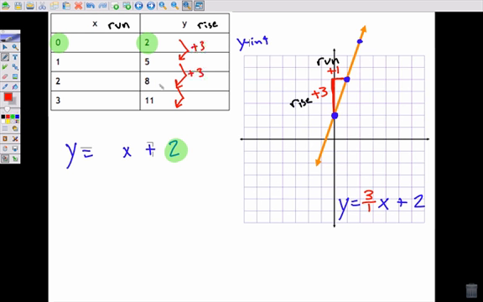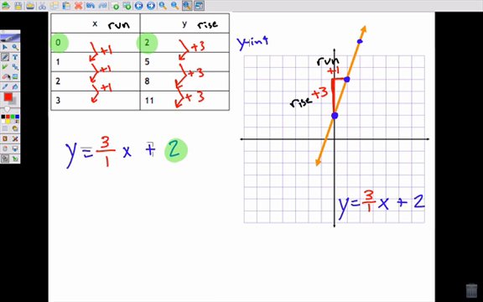5 to 8 is 3, that one's also 3. Okay, so I know one part of my slope already. I already know the rise, which is 3. So rise is 3. Now I need to figure out the run. So I'm going to do the same thing over here in the x column for run. And this is increasing by 1 every time. So our rise was 3, our run is 1, so the slope is 3 over 1.